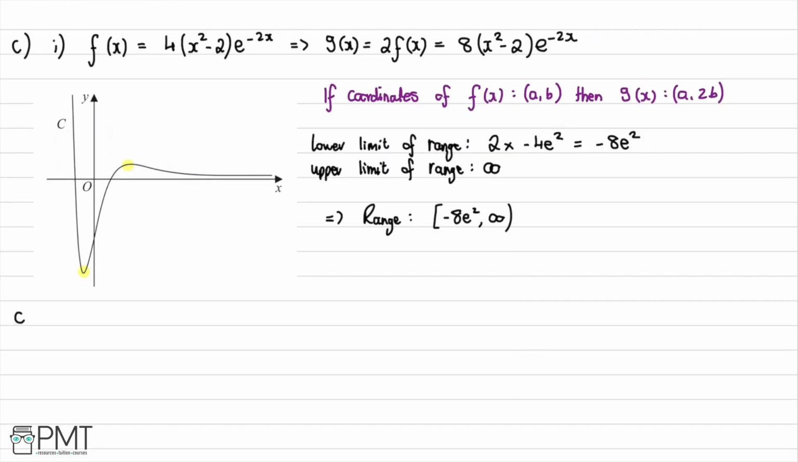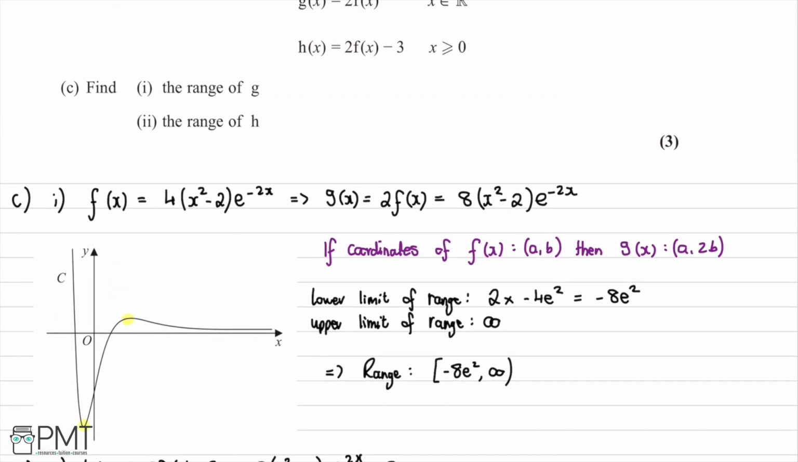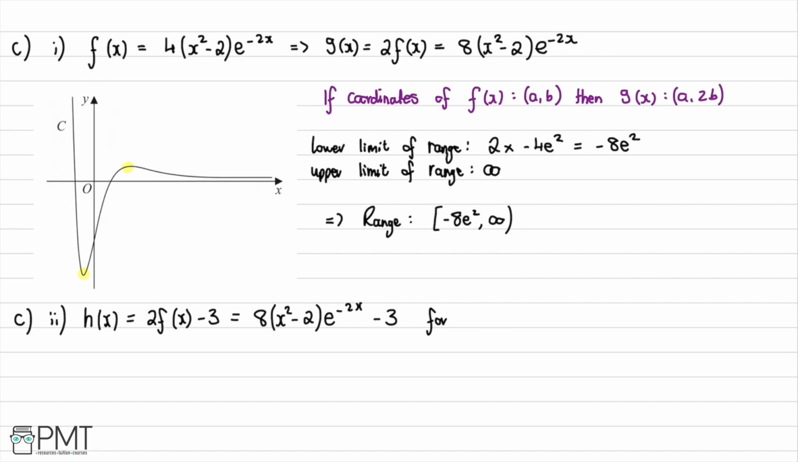So we have question C part 2, and we have that h of x is going to be equal to 2 of f of x minus 3. So that's going to be equal to the same as g of x, but we subtract 3, so that's going to be 8x squared minus 2, and then e to the -2x, minus 3. So we first need to think, right, well, is there any further information we're told? Well, yes. So in the question we were told that this is only valid for x greater than 0. So therefore, we'll write that this is for x greater than or equal to 0. So this time we're only going to be dealing with this part of our graph here. So everything to the right-hand side of the axis.